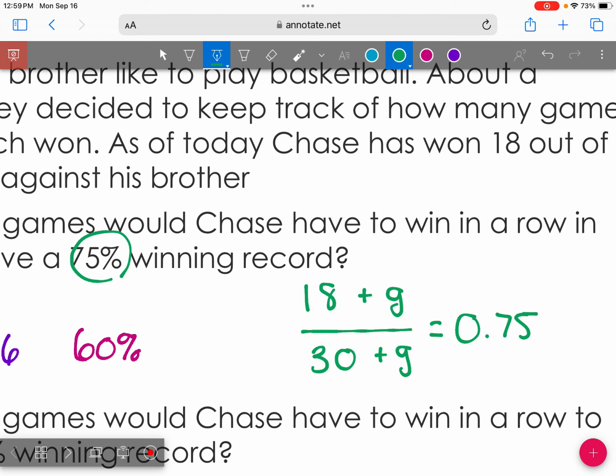So what do we get for G, guys? Solve this. Figure out what G is. How many games does he need? 18 plus G. What are we going to do?